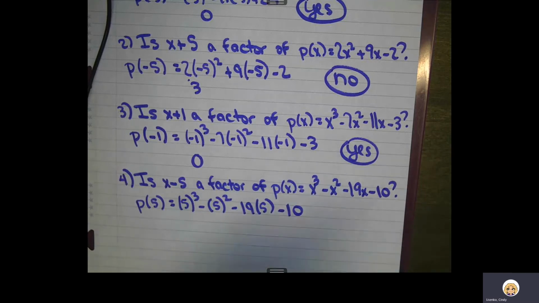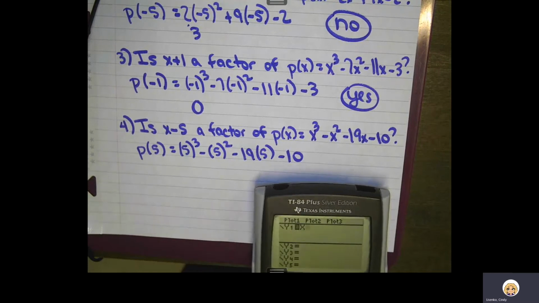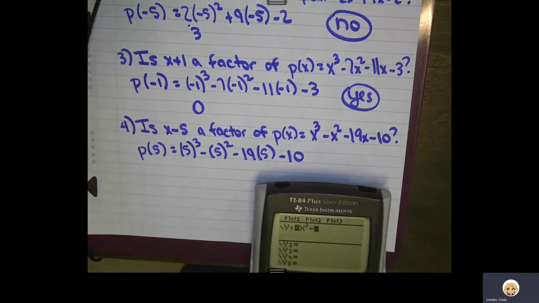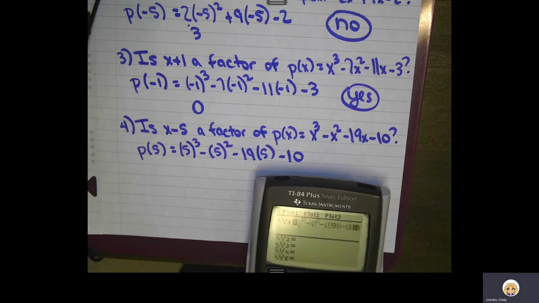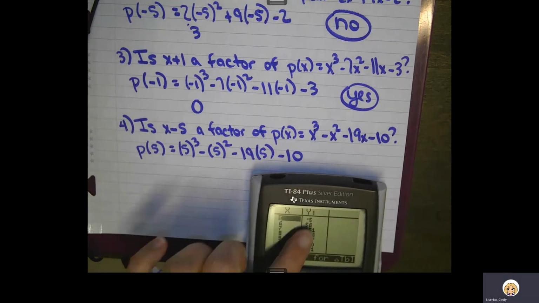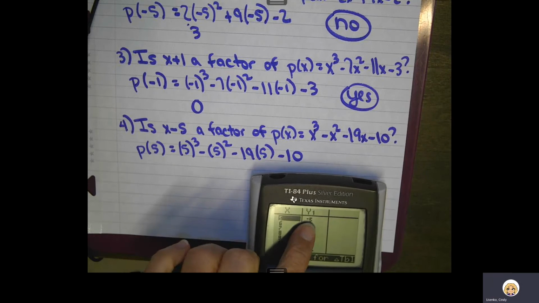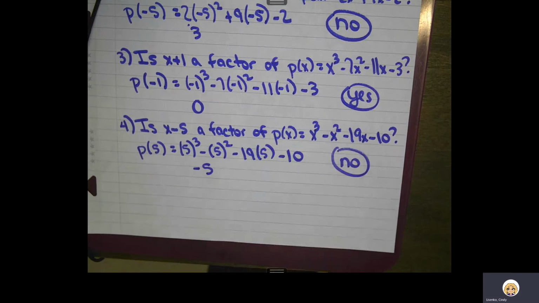I'll go to y equals and do it like that this time. Go to y equals, type in the original. X cubed minus x squared. And I'm going to look for 5. So I have my table start at 5. And I get -5. So is this a factor? No, because we have a remainder.